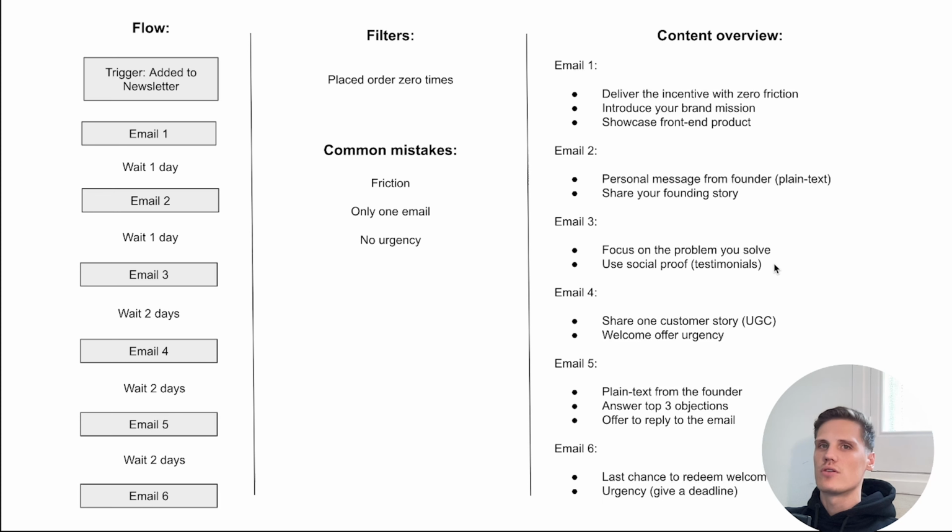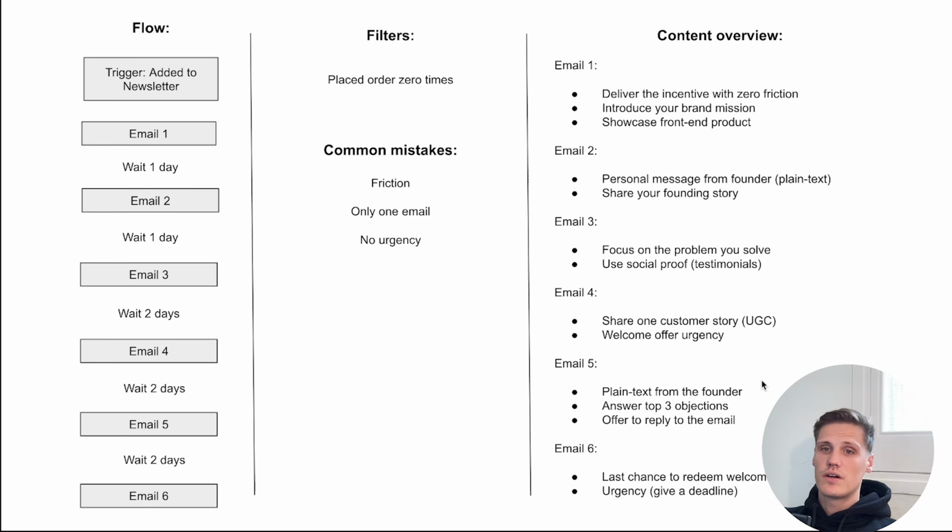So you're going to do a deep dive of the before and after results. And then here is when you start to create urgency around the welcome offer, saying that it's about to expire. Then email 5, you're going to send another plain text email from the founder, answering the top 3 objections that the user might have.